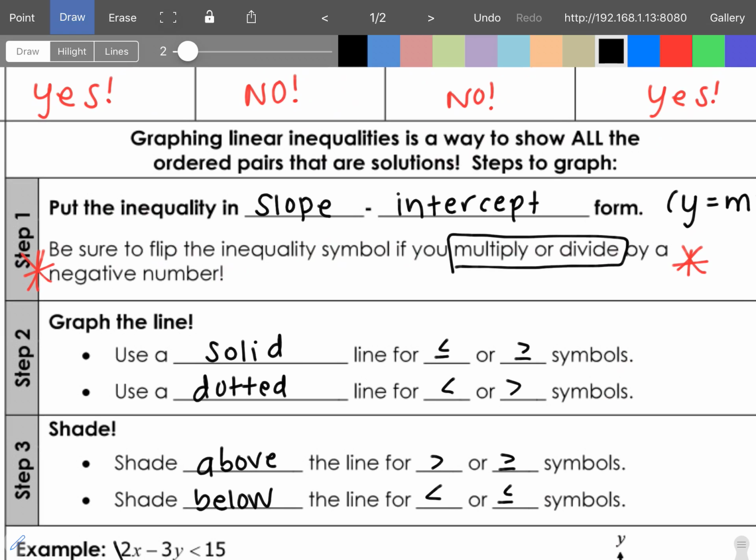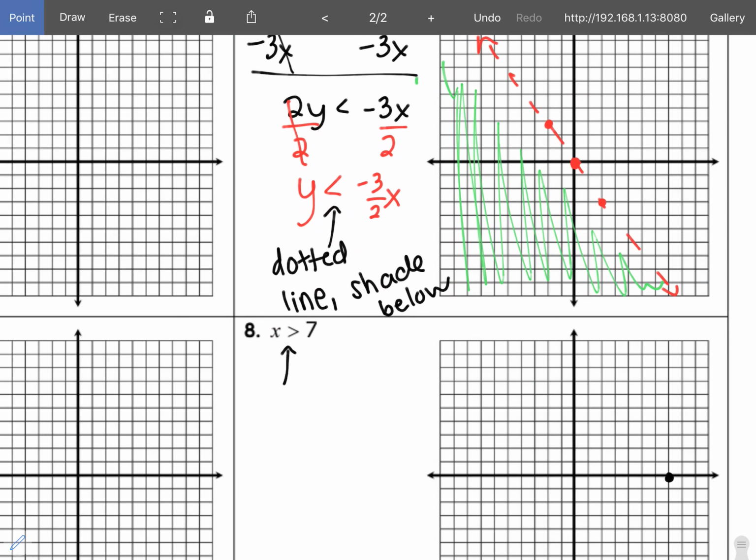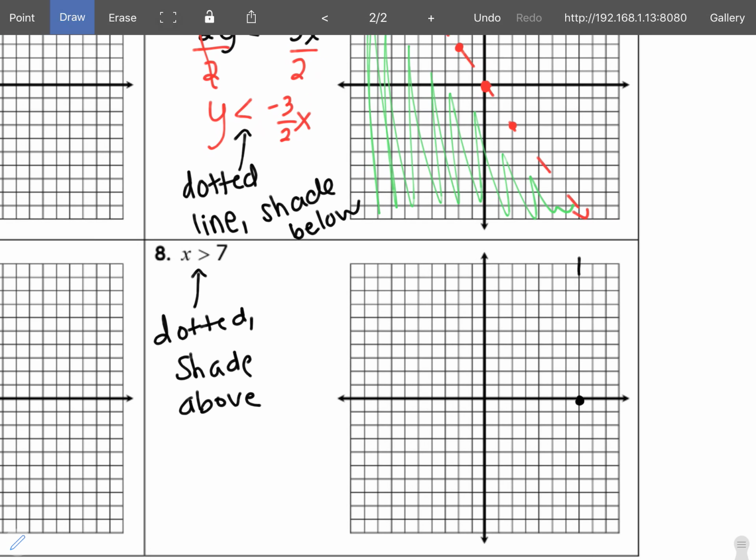So let's go back here. The greater than sign right here is dotted, and we're going to shade above. So dotted, shade above. I don't think we've had a solid line yet, at least in the examples. So we're going to do a dotted line.